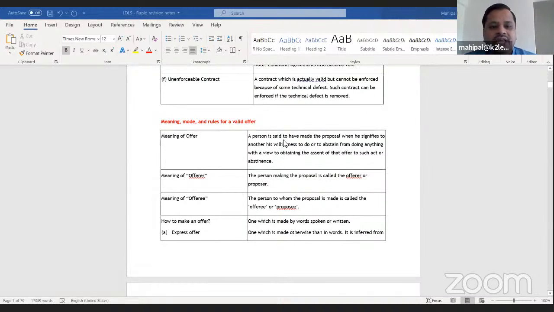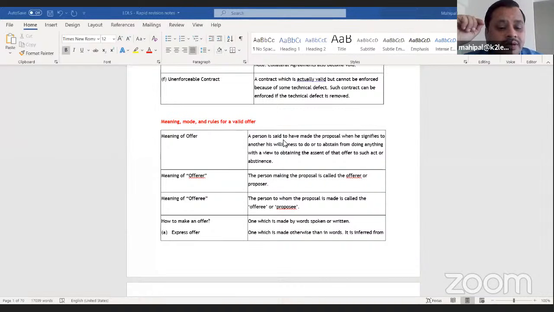Let's move on to understand the meaning of offer. A person is said to have made a proposal when he signifies to the other his willingness to do or abstain from doing something with a view to obtain the assent of the latter. Now, the person who makes the offer is called the offerer. To whom the offer is made is called the offeree.